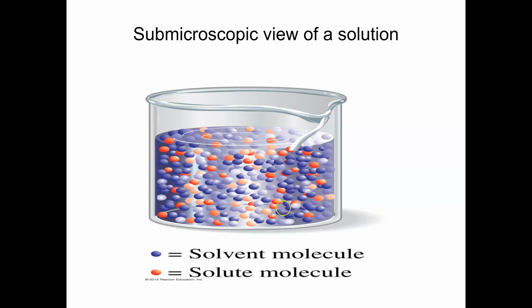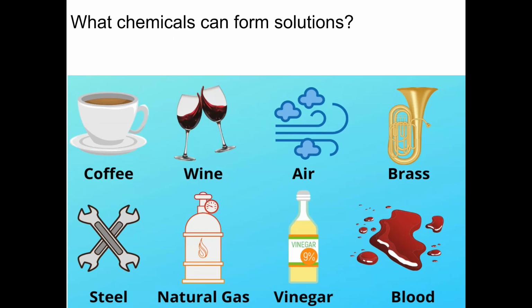All right, submicroscopic view of the solution. You look at the picture and you can see that there's a lot more purple than there is red. Red is your solute, purple is your solvent. So you can usually tell the solute versus the solvent based on how much you have. The one you have more of is typically considered your solvent. The one you have less of is your solute. You can have more than one solute, by the way.